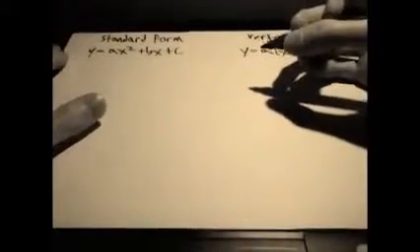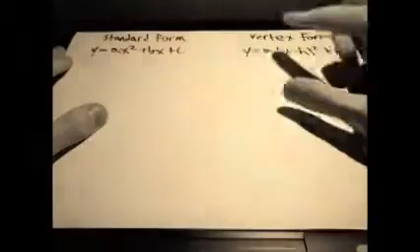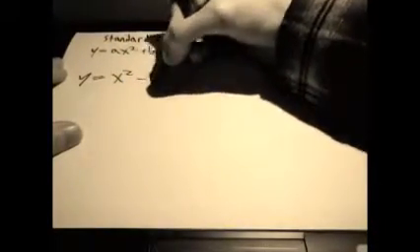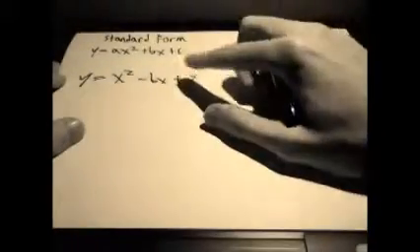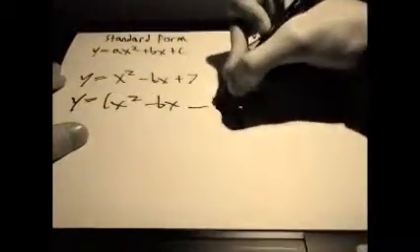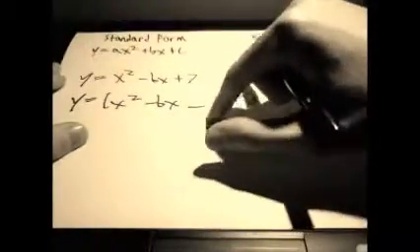Okay, I'm going to show you how to change a quadratic equation from standard form to vertex form. So let's make up an equation. y equals x squared minus 6x plus 7. The first thing we're going to want to do is take the c value, which is 7, and move it to the side. So our equation would look something like this, where 7 is over on the side and there's just a space in the parentheses here.